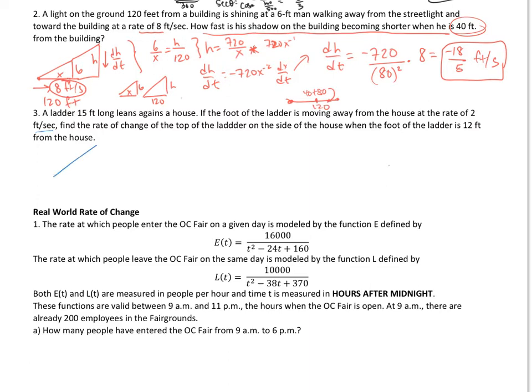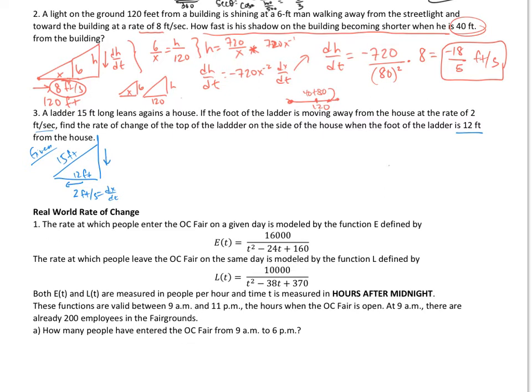Okay, so we've got our ladder resting up against a wall. The ladder is 15 feet. Here's all my givens. And it's moving away at a rate of 2 feet per second. So it's sliding away in this direction 2 feet per second. So this is our dx dt. And we know that it's when it's 12 feet from the house, so we know that this is 12 feet.